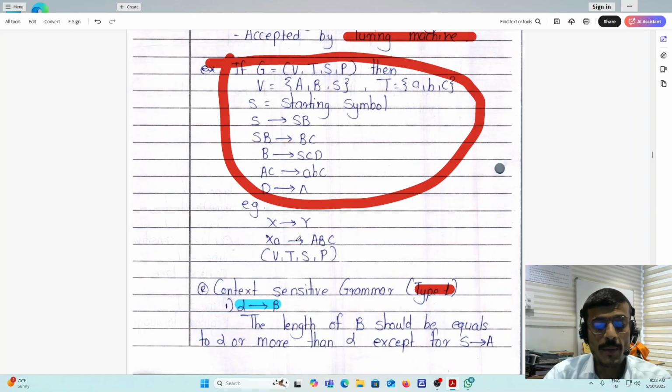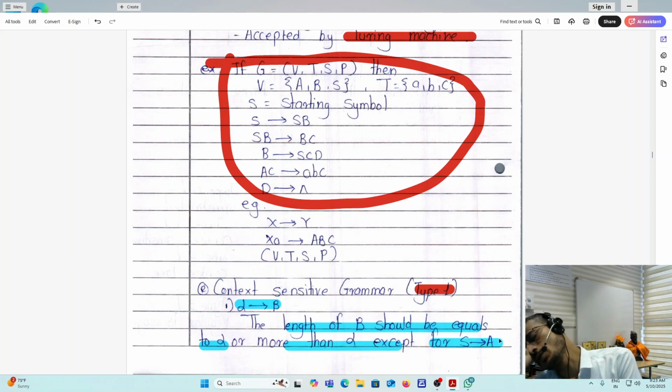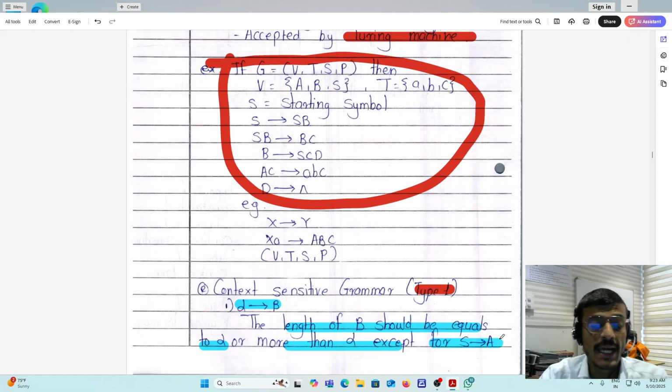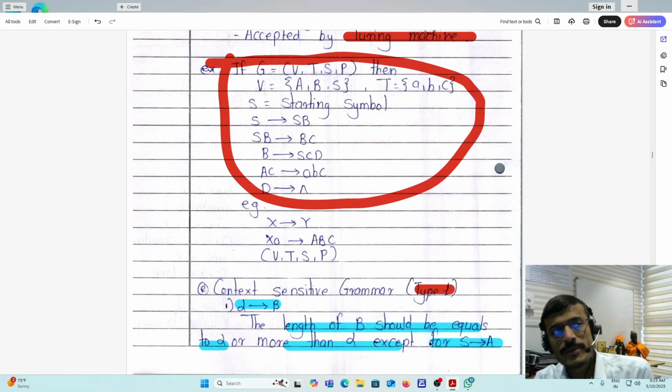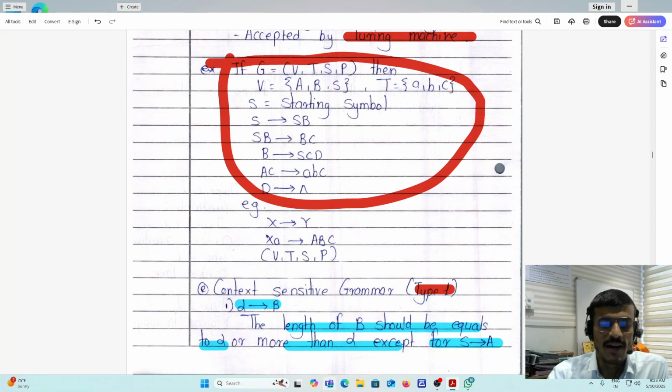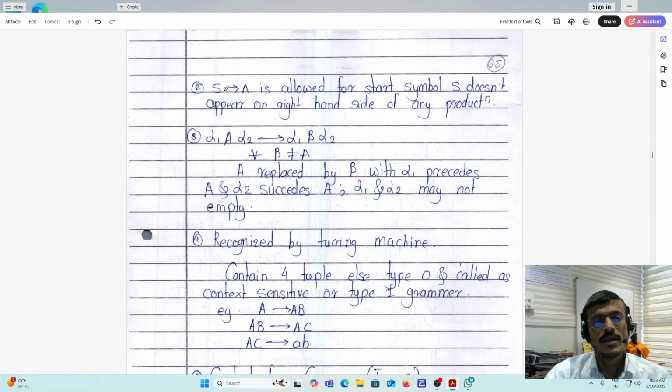Okay. And what they have mentioned, the length of beta should be equal to or more than the length of alpha, except for a unit production like S tends to A. So the length of beta, meaning the length of the RHS, should be greater than the length of the LHS, that is alpha. Beta should be greater than alpha, except for the production S tends to A. If there is a unit production, then it is an exception. Now see here, S tends to null is allowed for the start symbol.